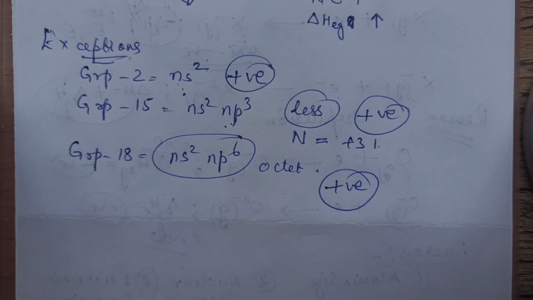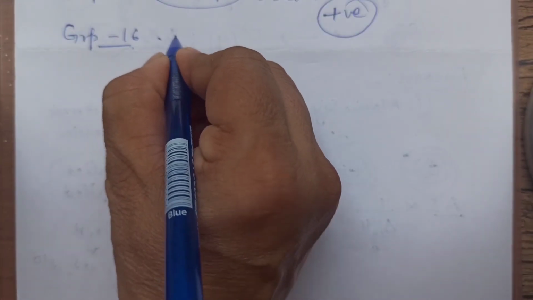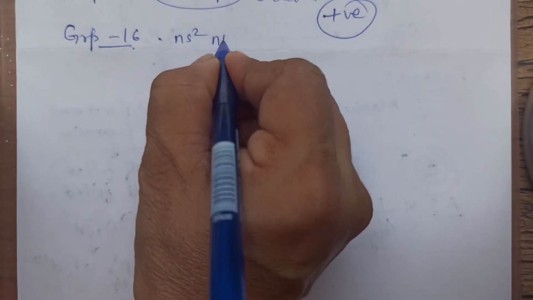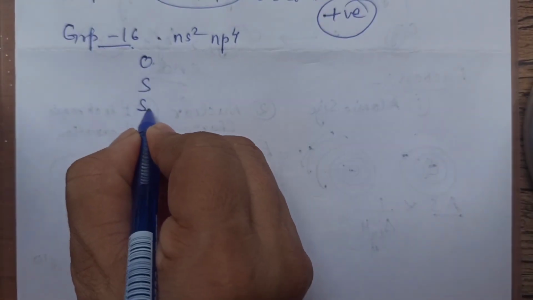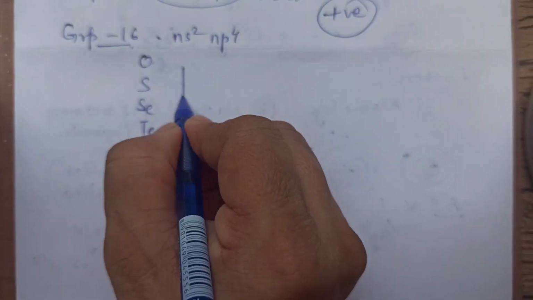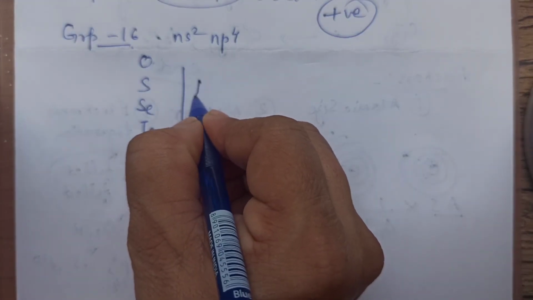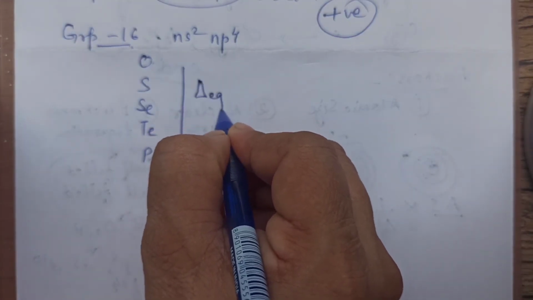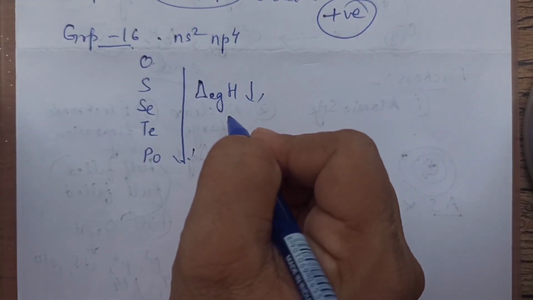These have the positive electron gain enthalpy. Right? Now let us see further. Group 16, children, is ns2 np4. You have the elements as oxygen, sulfur, selenium, tellurium, polonium. So what is our expected order down the group? The electron gain enthalpy should be decreasing. Electron gain enthalpy down the group should be decreasing. That is our expected order.